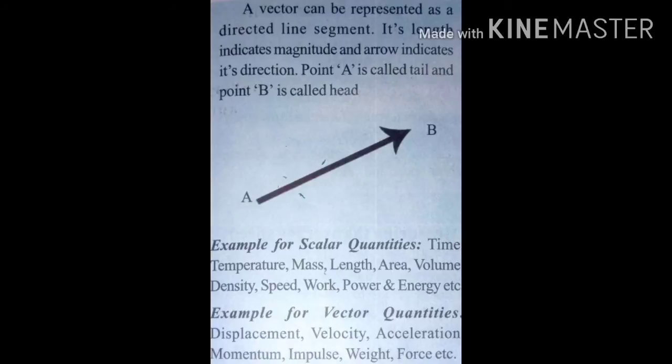The SI unit of distance or displacement is meter, denoted by m. Other units like kilometers, centimeters, etc. are also used to express this quantity. 1 kilometer equals 1000 meters, 1 meter equals 100 centimeters.